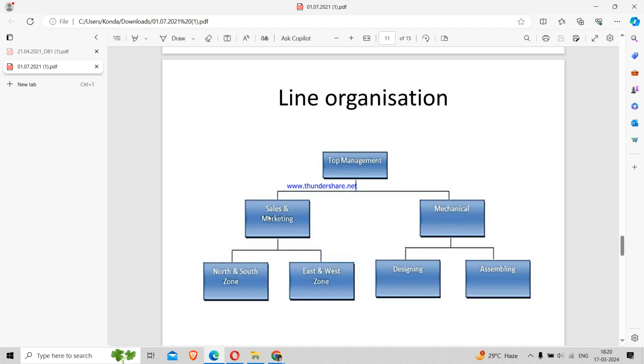The top management, beneath it will come the sales and marketing. This is another example of line organization. It is not that each and every company will follow this pattern only. So top management is there. Below it will work the sales and marketing team. Below it will work the mechanical team. And below the sales and marketing will come, suppose, the north and south zone, the east and west zone, and below the mechanical department will come the designing and assembling, these things. So basically it goes from the top level to the bottom level for the command, and for the reporting it will go from the bottom to the top level.